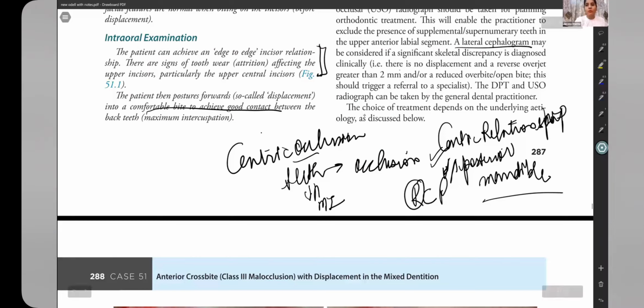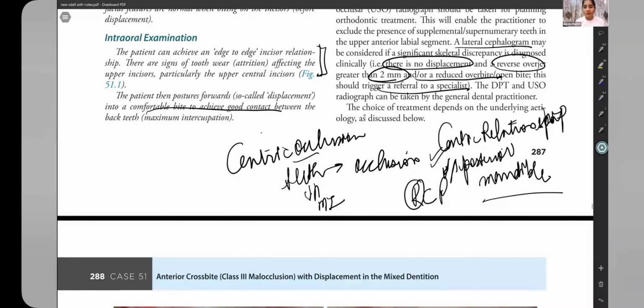If there was no displacement, when do you suspect skeletal discrepancy? That means when there was no displacement, your MI and RCP should coincide. That would be your skeletal discrepancy. In this case, if it is not meeting, because he can bite in centric and then he's bringing it forward, that means it's not a skeletal cause, it's a habitual occlusal interference cause. And if the reverse overjet is greater than 2 mm, then also you can suspect a skeletal cause, right? And that should trigger a referral to a specialist.